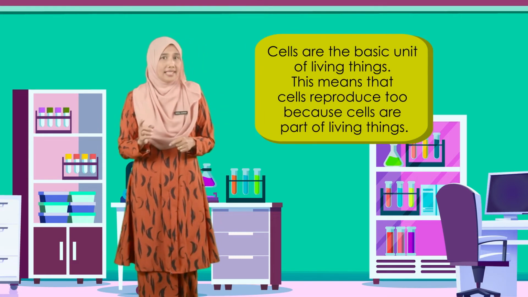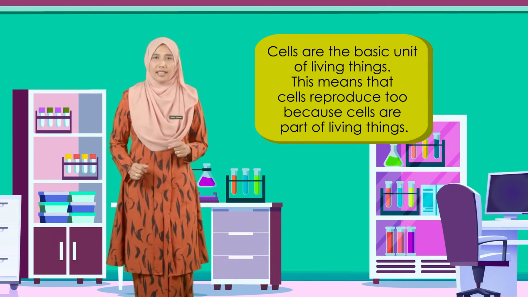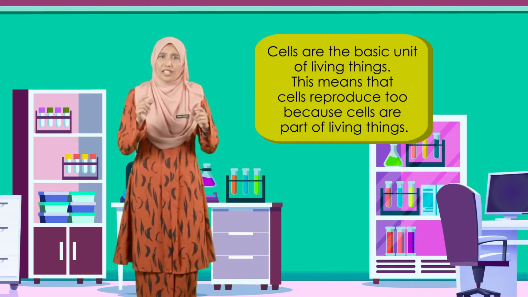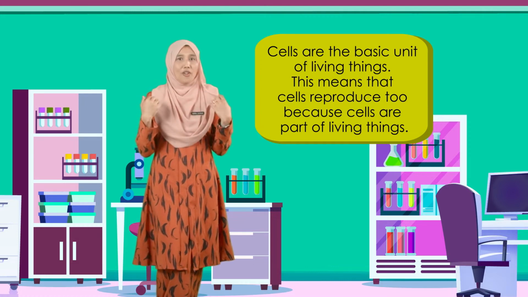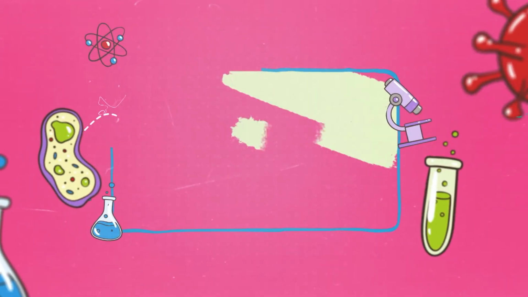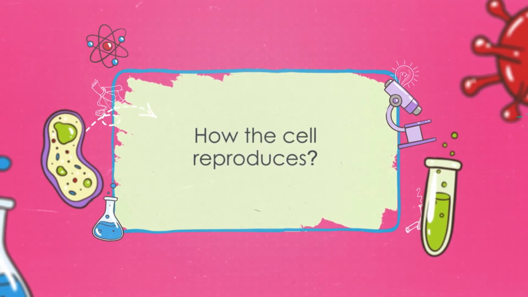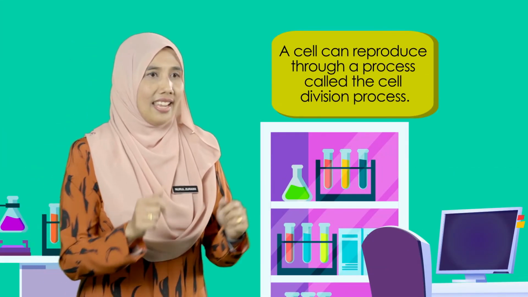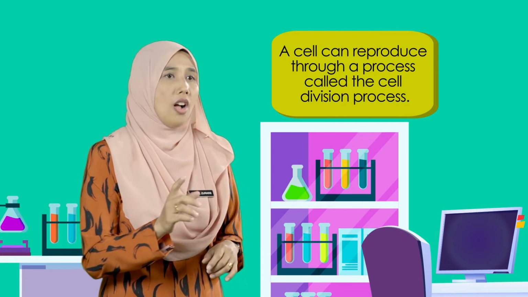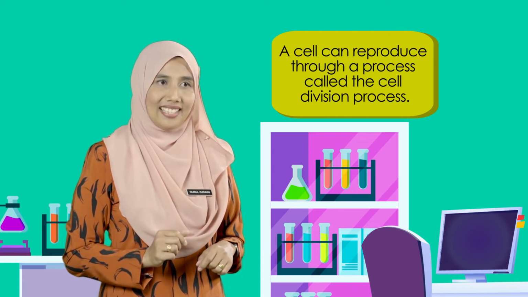So pupils, do you remember what we have learnt? Cells are the basic unit of living things. This means that cells reproduce too because cells are part of living things. Can anyone tell me how the cell reproduces? Very good! A cell can reproduce through a process called the cell division process. Let's watch the video of how the cell division process occurs.